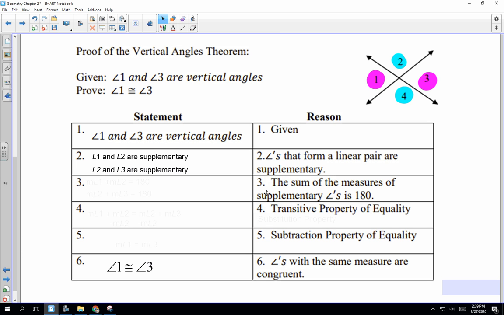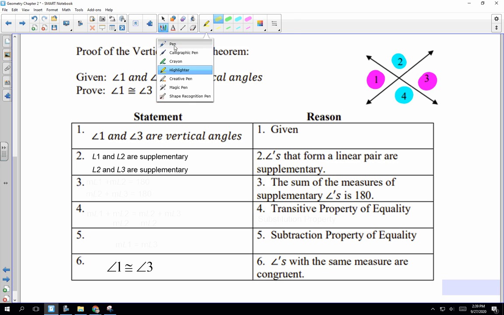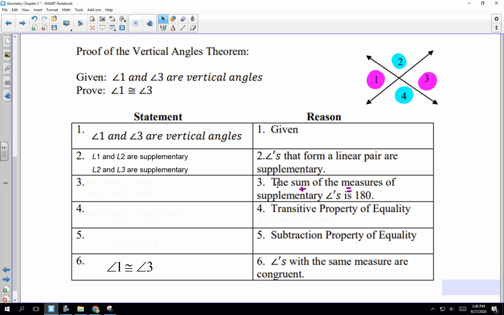Our clue, detective, is that the sum of the measures of supplementary angles is 180. Sum means I'm going to use plus. And then is 180, anywhere we see is means an equal sign. So I'm going to say measure of angle 1 plus the measure of angle 2 equals 180. That's what this is telling me to do. Follow the clues, detectives. And I'm going to do the same thing with the measure of angle 2 plus the measure of angle 3 equals 180.